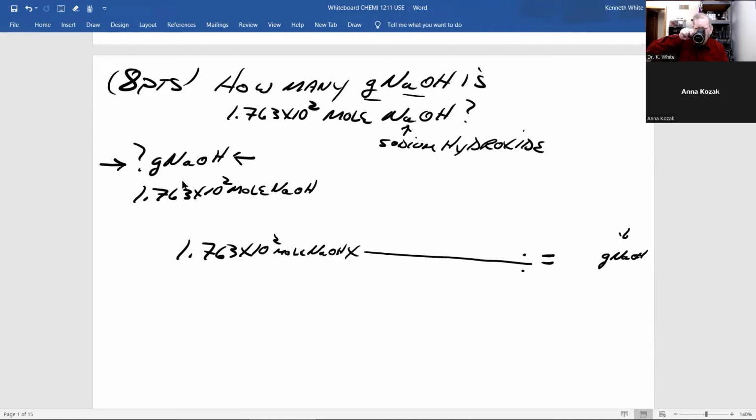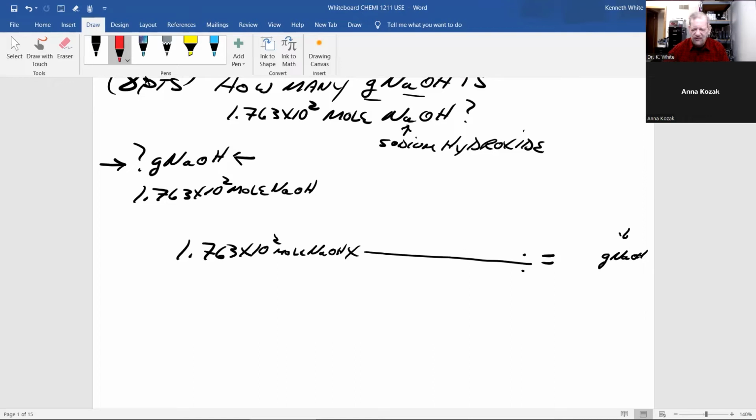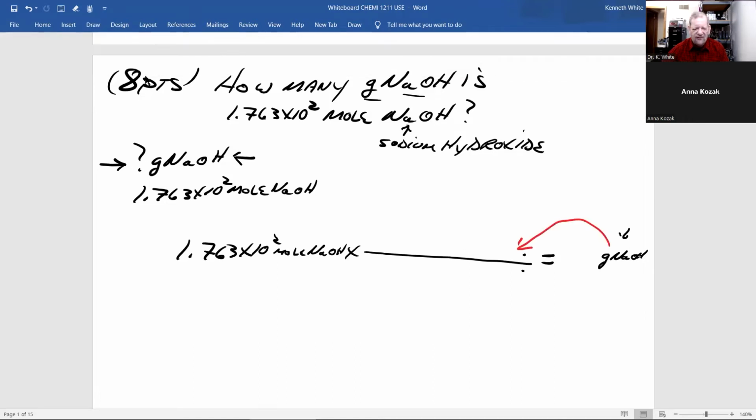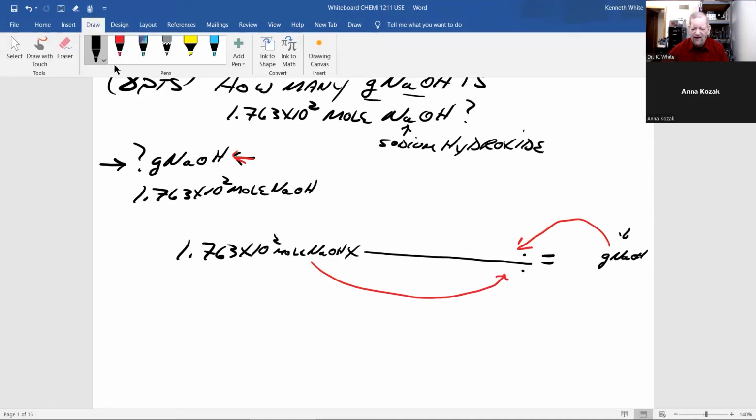All right, my turn. And it's time to use your good buddy, your good friend, unit analysis. Whatever we're trying to get to, and I checked again, that's the right units for the answer, goes on top. Whatever we're trying to get rid of goes underneath. And now I'll write those in.